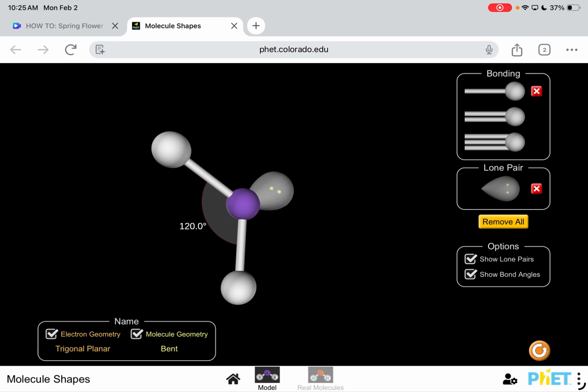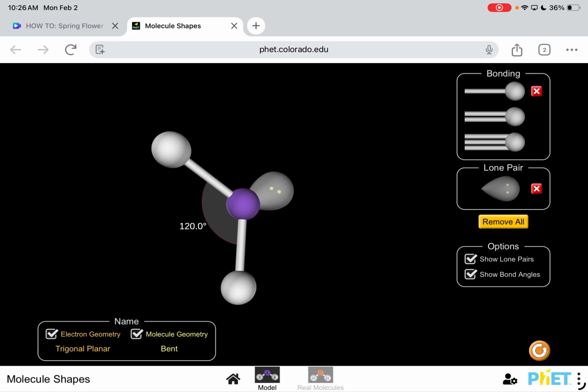Okay, quick note on the bond angles. So, yes, we would predict that it's 120 degrees because there's still 3 things that are taking up space. The problem is the lone pairs take up more room than the bonds. So, let's see. I'm going to do this.